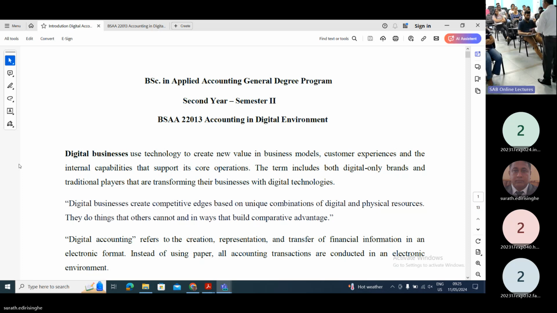What are the digital resources used by the company? Computers, network, social media, online platform, everything. We call it online business. By combining digital and physical resources, the companies try to do business, and this is what we call a competitive advantage. Competitive advantage is gained through digital business.